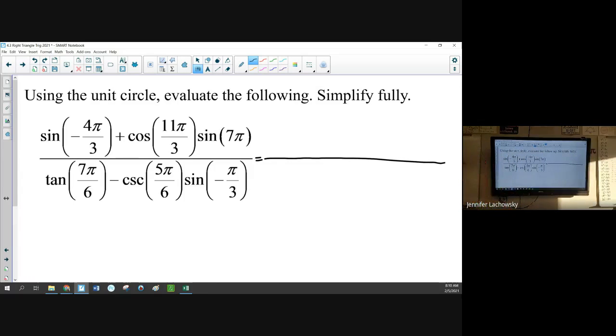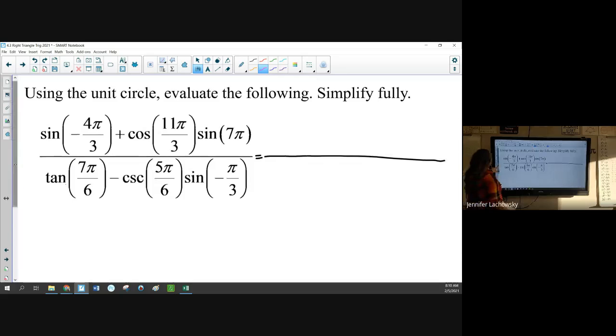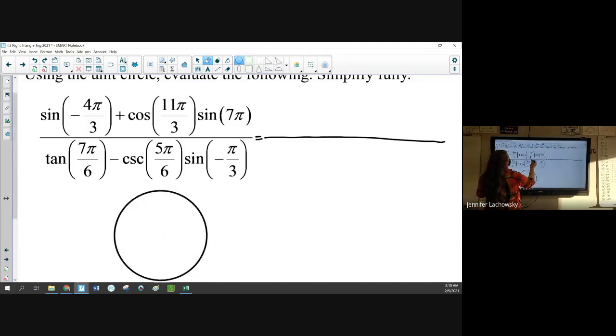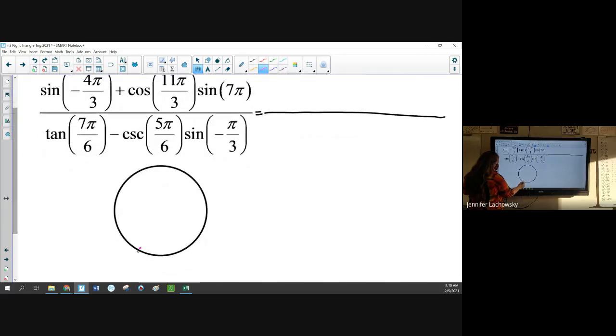Okay, what is sine of, where is negative 4/3 pi? In quadrant 3? What is it? Where is 4/3 pi? Yeah? So if 4 pi over 3 is right here, then going forwards that much means going backwards. Well, okay. Puts me right here at 2 pi over 3. Cool? Okay. So we're at 2 pi over 3.